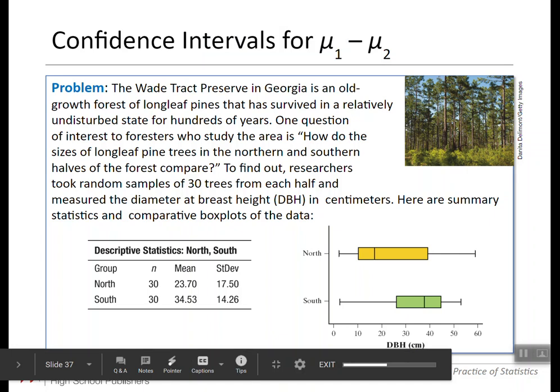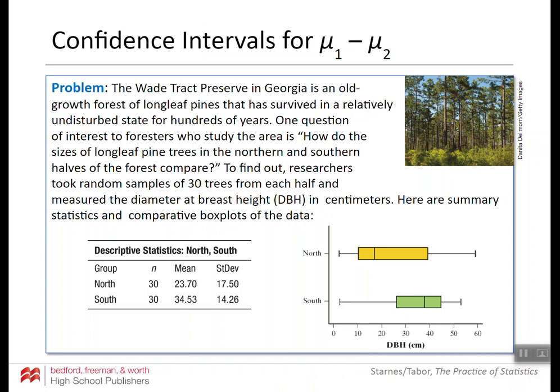Now, let's look at another example. The Wade Tract Preserve in Georgia is an old-growth forest of longleaf pines that has survived in a relatively undisturbed state for hundreds of years. One question of interest to foresters who study the area is, how do the sizes of longleaf pine trees in the northern and southern halves of the forest compare? To find out, researchers took random samples of 30 trees from each half and measured the diameter at breast height, which they have abbreviated DBH, in centimeters. Here are summary statistics and comparative box plots of the data.